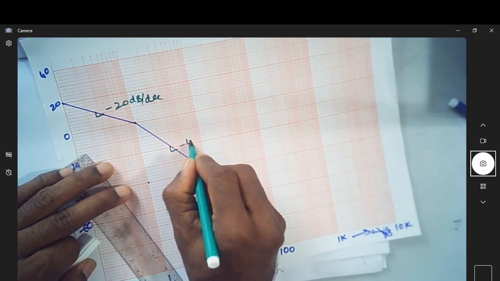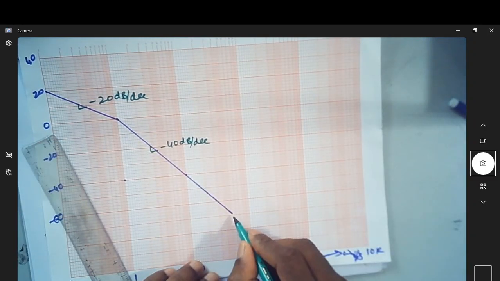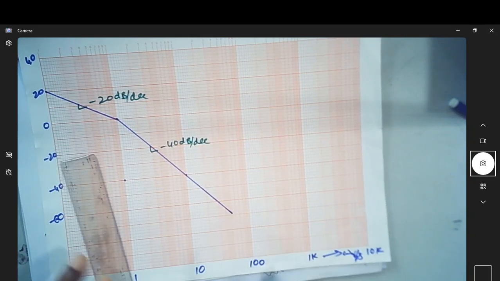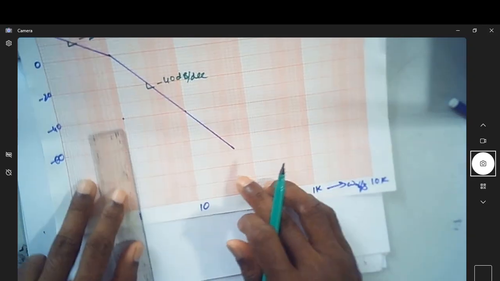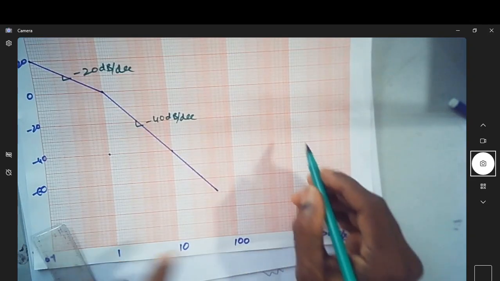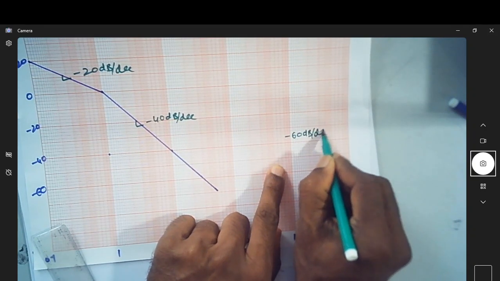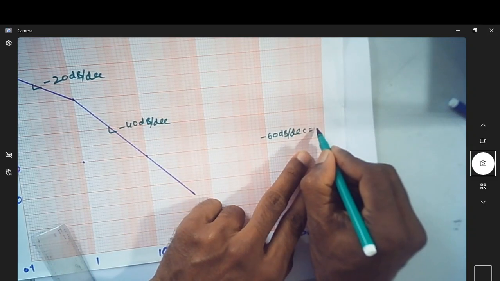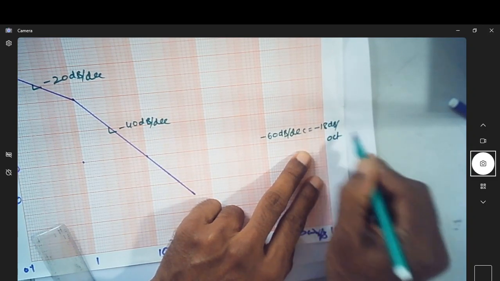This is minus 40 dB per decade, and at 50 it changes to minus 60 dB per decade. For 60 dB per decade, I need to come 60 dB down. Unfortunately, I don't have that much space here, so I can write minus 60 dB per decade as equal to minus 18 dB per octave.